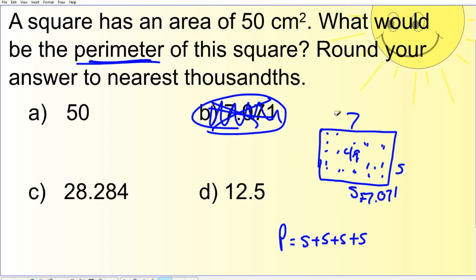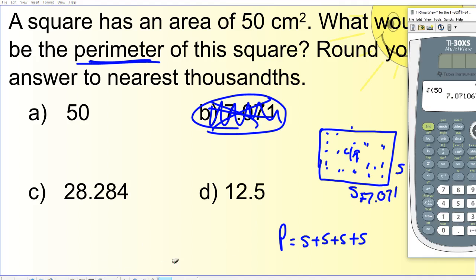Now, some of these other answers. If you took this 7.071 and said, okay, this plus that, you add it up, 7.071 plus 7.071, that's 14.142. And you're looking, oh God, I don't see that answer here anywhere. Good, because that's not right.